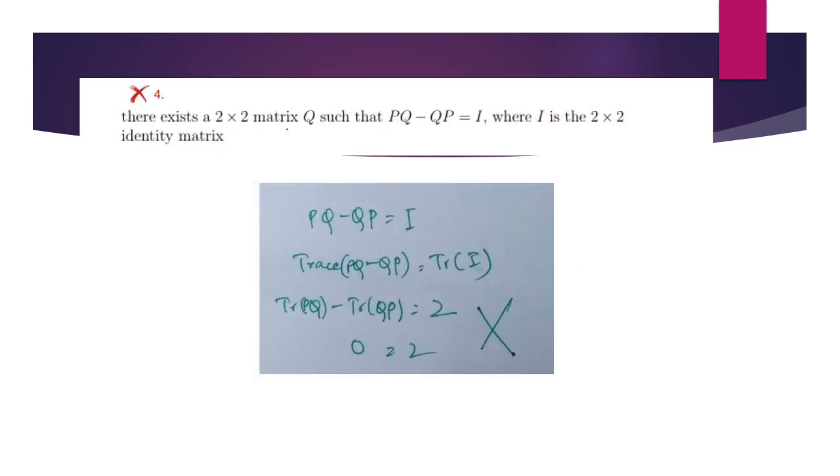So in the fourth option, it says that there's a matrix U such that PQ minus QP is equal to I. Well, if two matrices are equal, the traces must be equal. So I have taken the trace of this is equal to trace of this. So trace of this is nothing but trace of PQ minus trace of QP. Well, trace of AB is the same as trace of BA. So therefore this gets cancelled, and 0 is equal to 2 is wrong. Therefore, this is the wrong option.